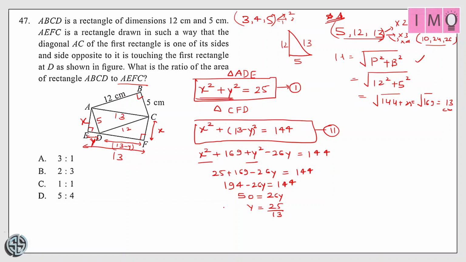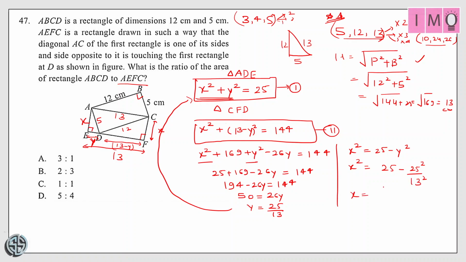Now if you put the value of y in the first equation, you will get the value of x. So you can write x square will be equal to 25 minus y square, which means 25 minus (25 upon 13) square, right? So x will be equal to the square root of 25 minus 625 upon 169. That you need to solve, and you can see how we can solve it in a fast manner firstly, as 169 into 25 minus 625, and you can write 625 as 25 into 25 upon 169.